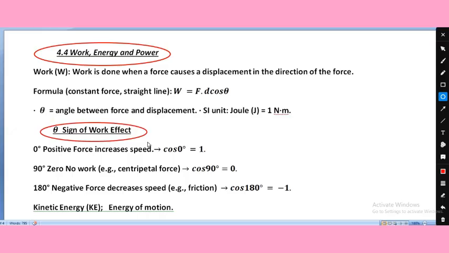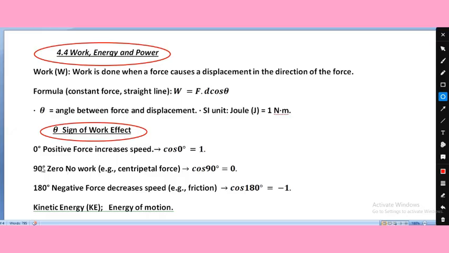From this, there is the effect of theta on work. From the given, we have three important points. When the angle theta is equal to 0 degrees, a positive force is increasing speed. Cos of 0 degrees is equal to 1. When we insert this 1 into the product F times d times 1, we get simply the product of the applied force times displacement.